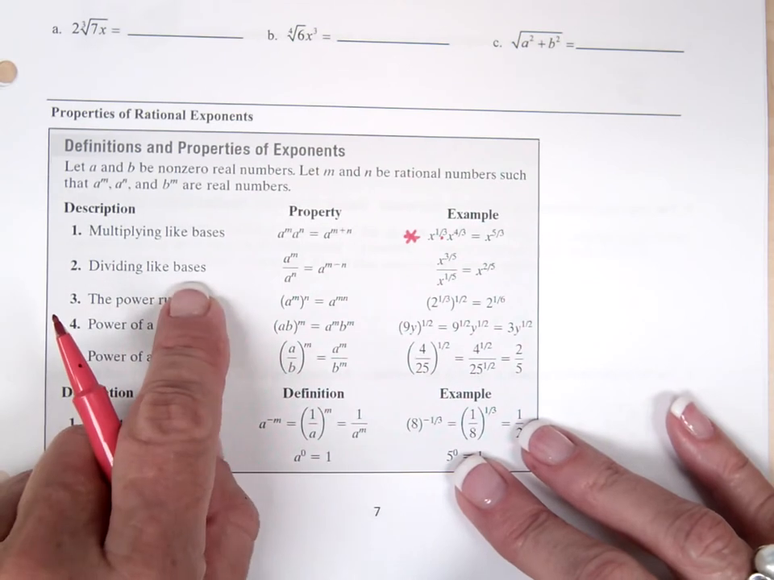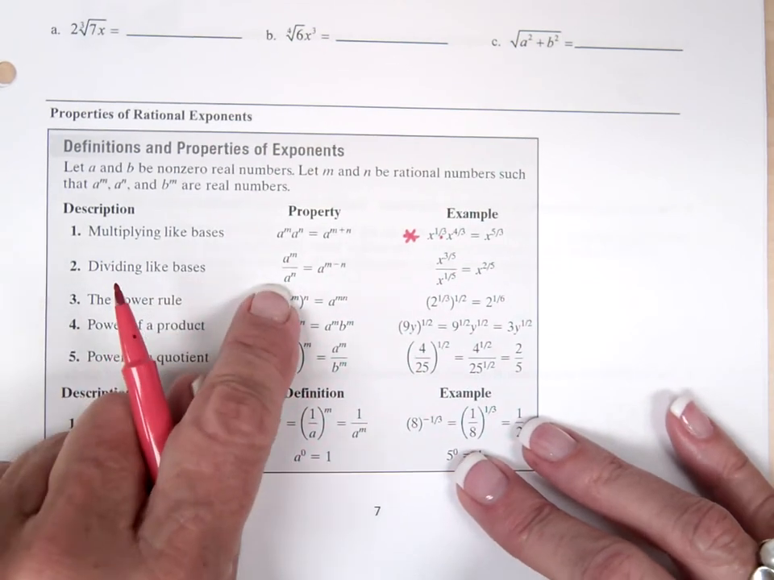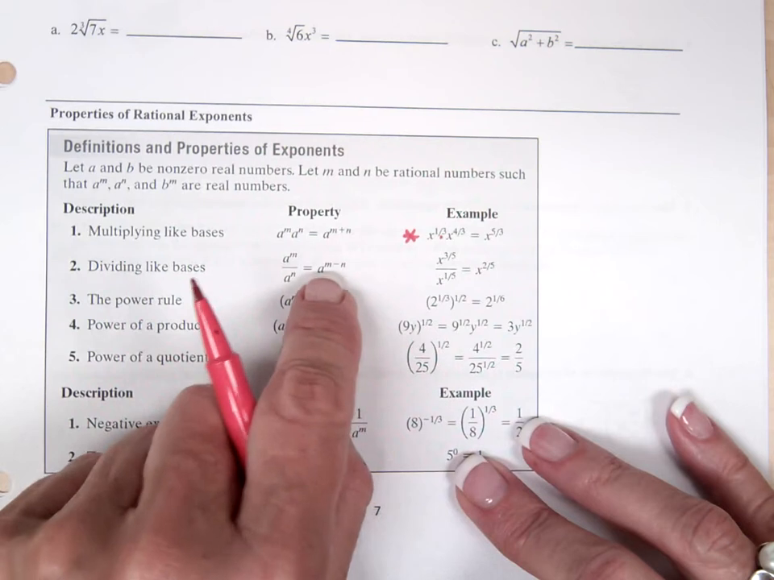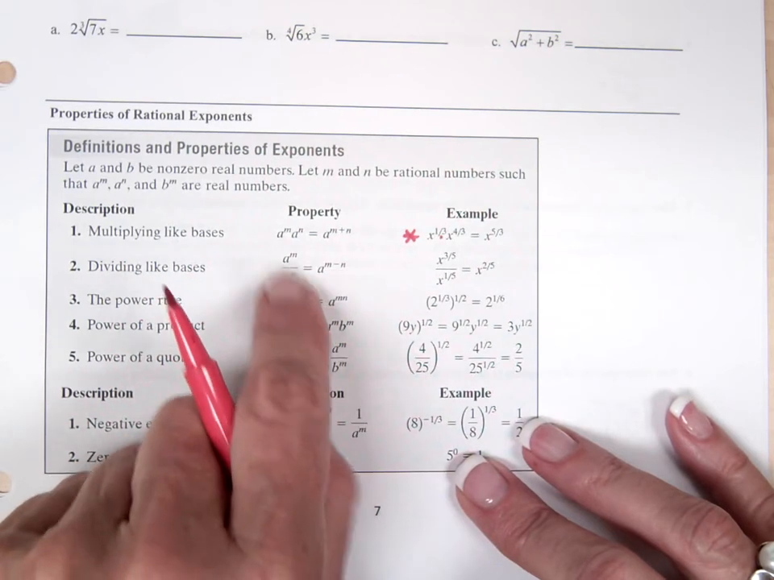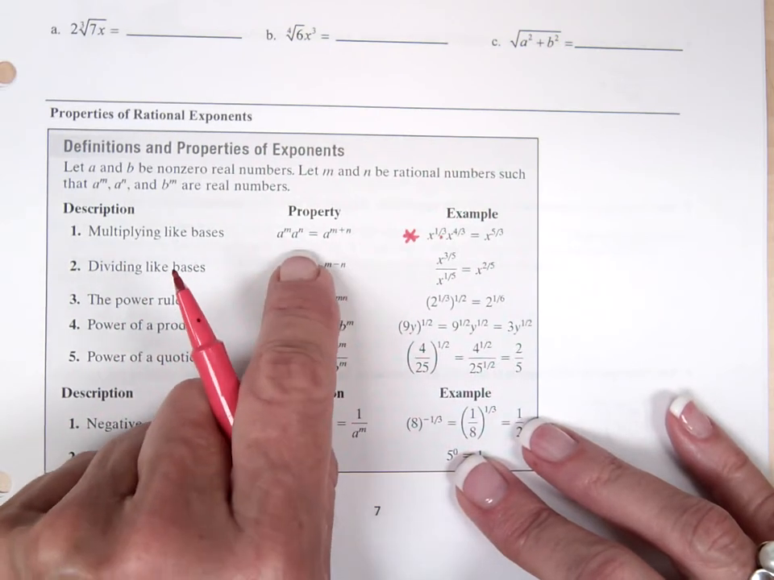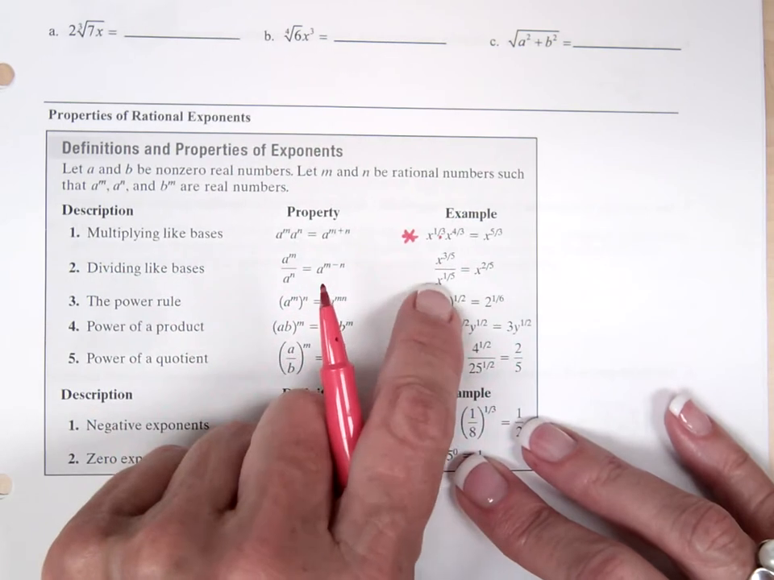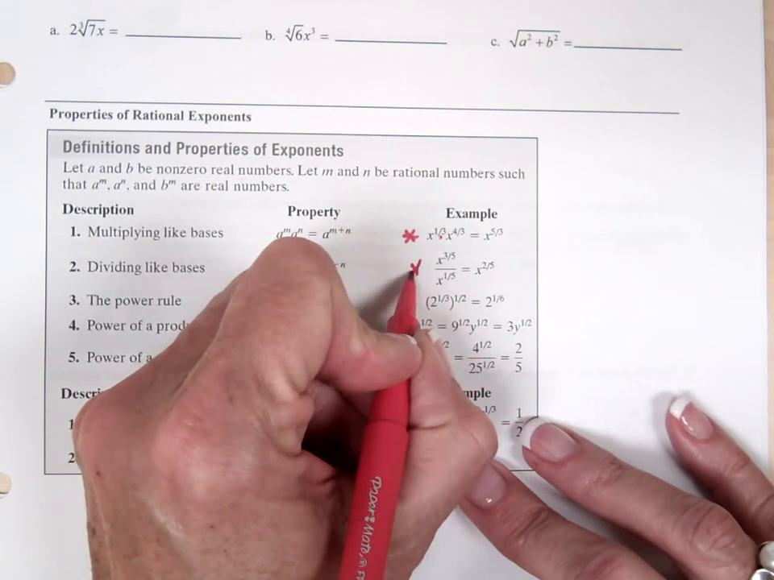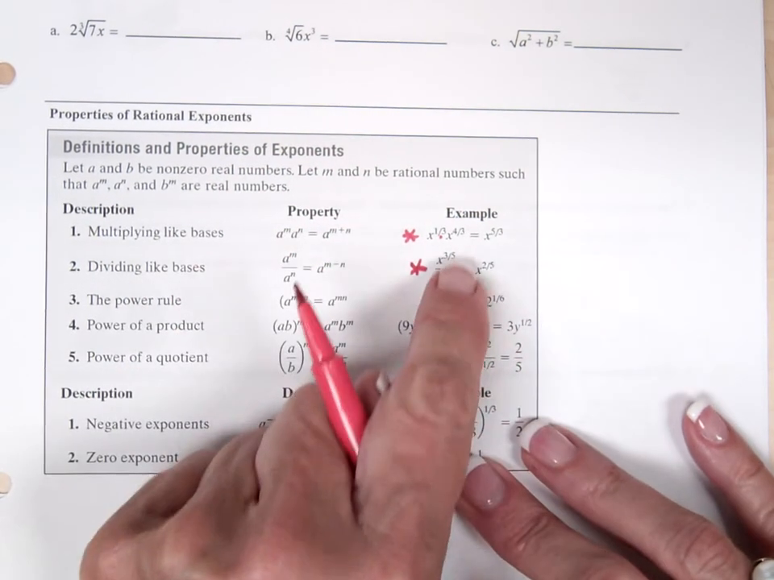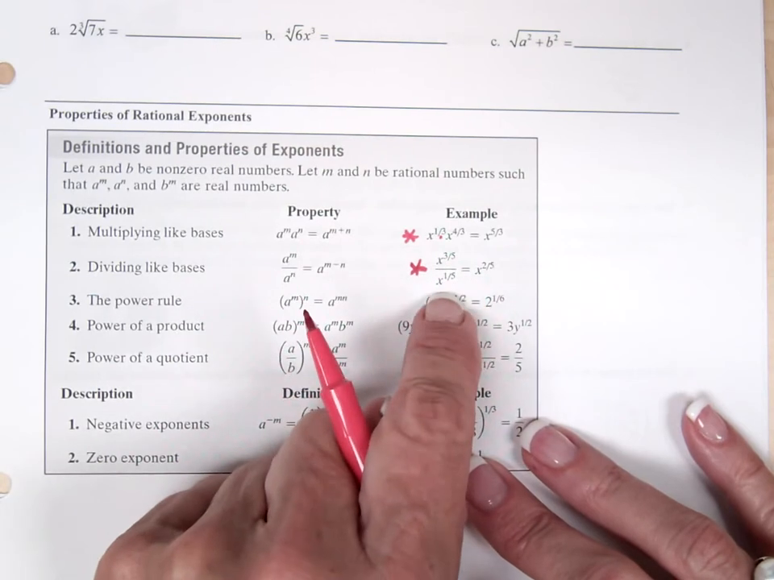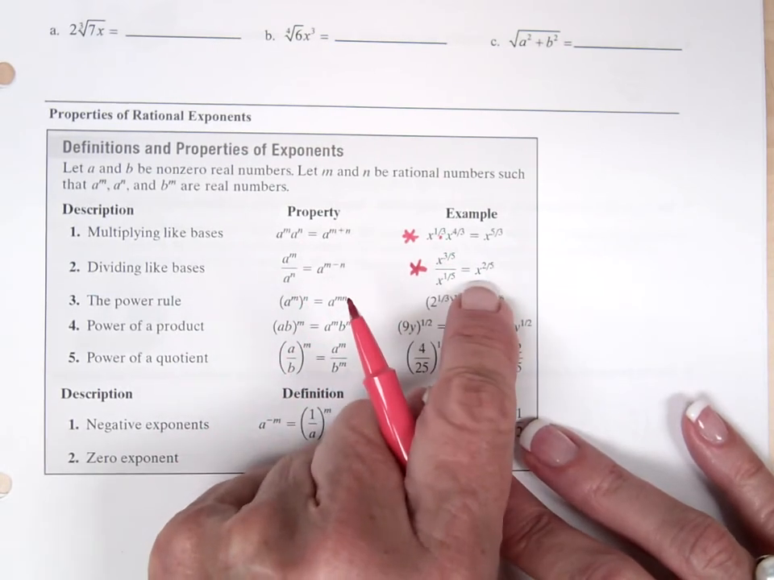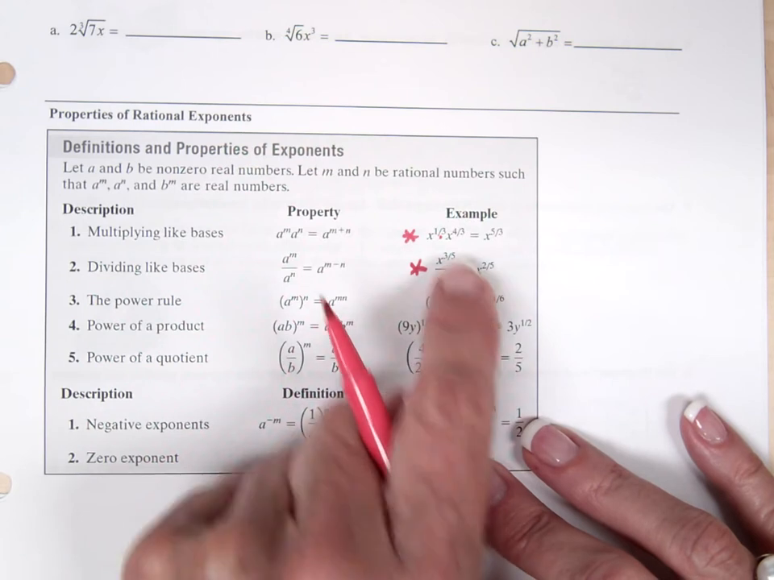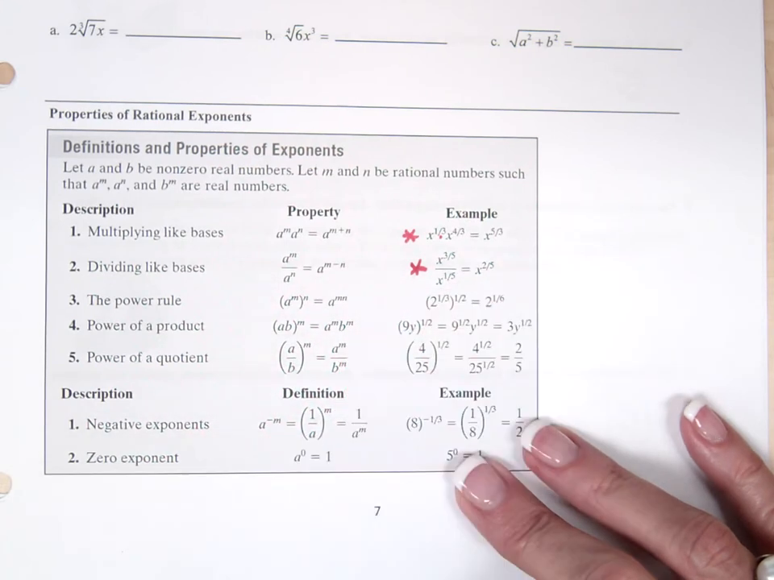And then dividing like bases, we keep the base the same, and we subtract the exponents. So a stays a, and then we do m minus n. An example I put here, which is also on your test, x to the 3/5 divided by x to the 1/5: keep the base of x, and then do 3/5 minus 1/5, which is 2/5.